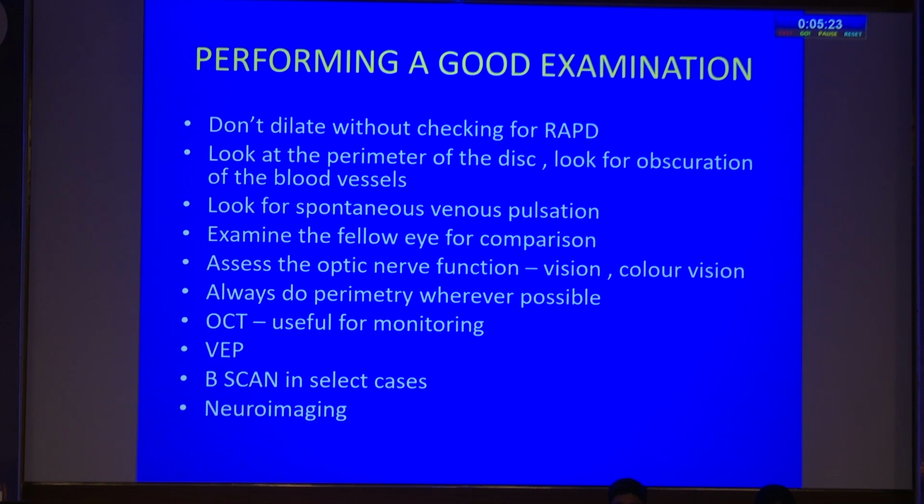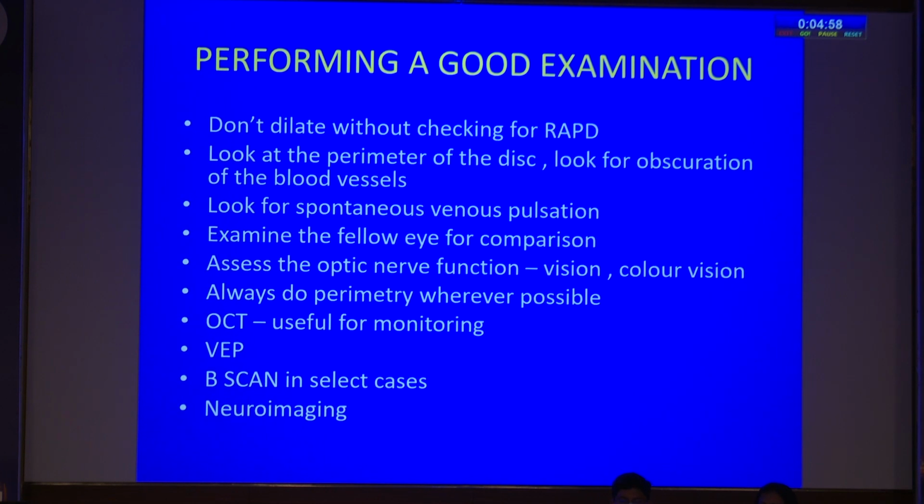When you're looking at the fundus, look at the perimeter of the disc, look for the obscuration of the blood vessels, check for the spontaneous venous pulsations, always examine the fellow eye for comparison. It will give you good clues. Assessing the optic nerve function, what I mean to say is always check for color vision. So what I've done is I've trained my optometrist that irrespective of what the history is, color vision is a mandatory part of the examination.